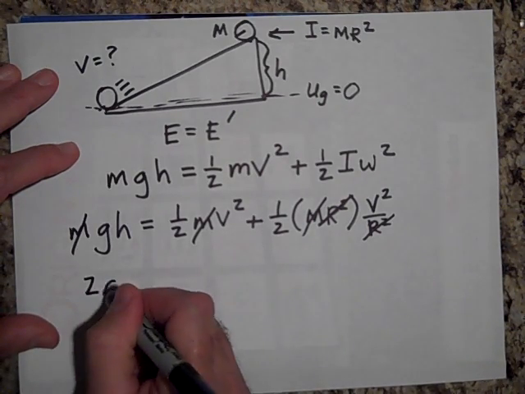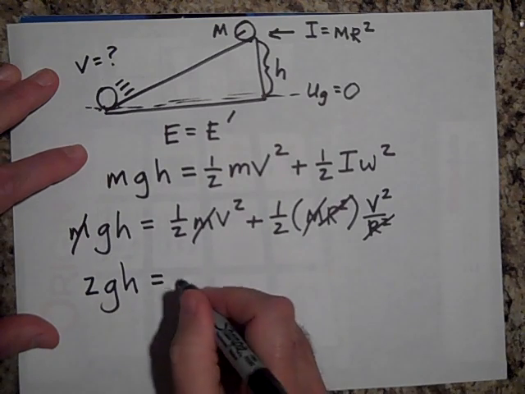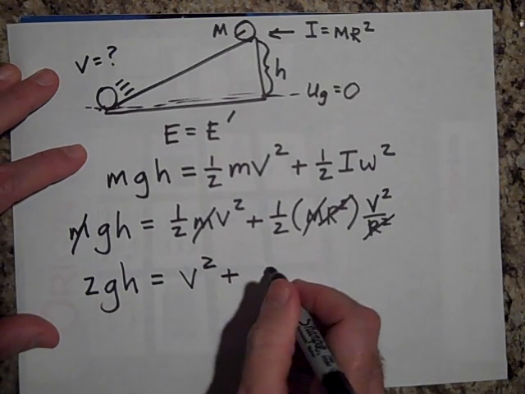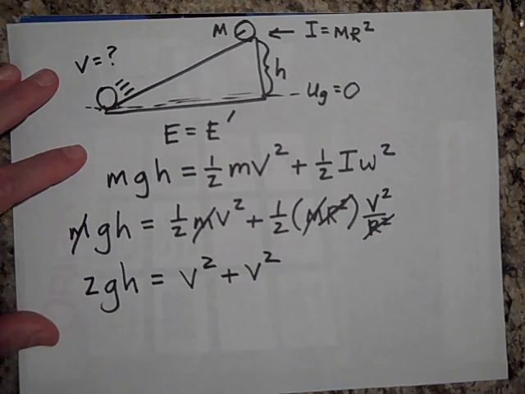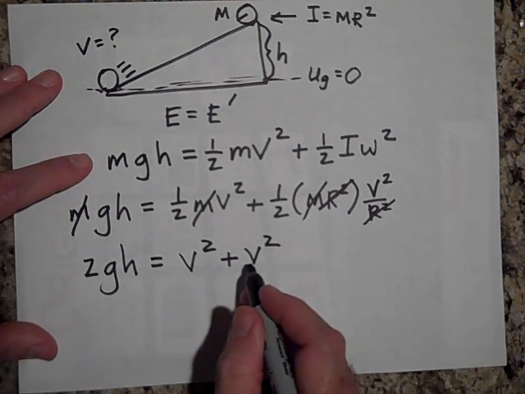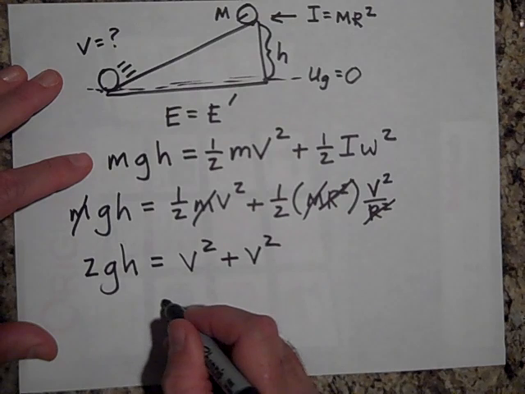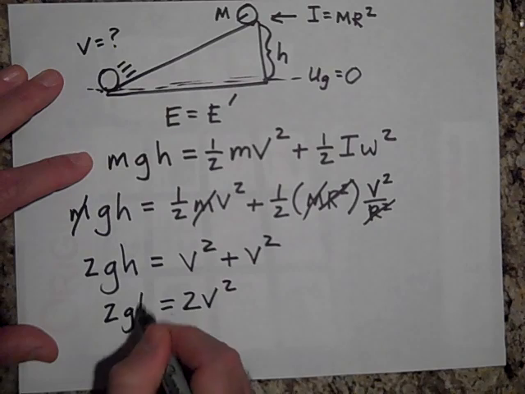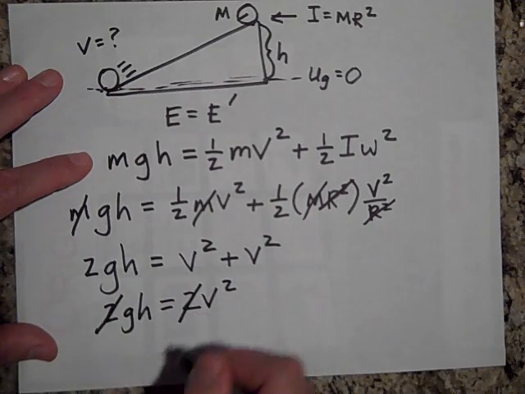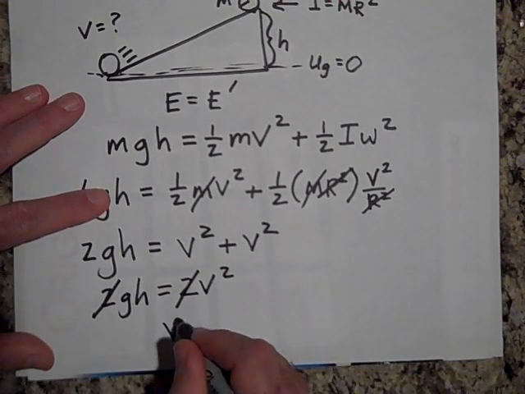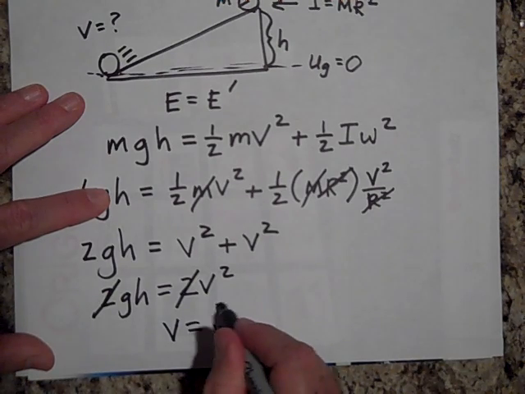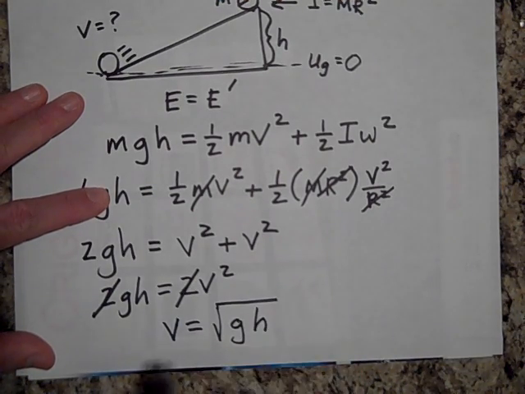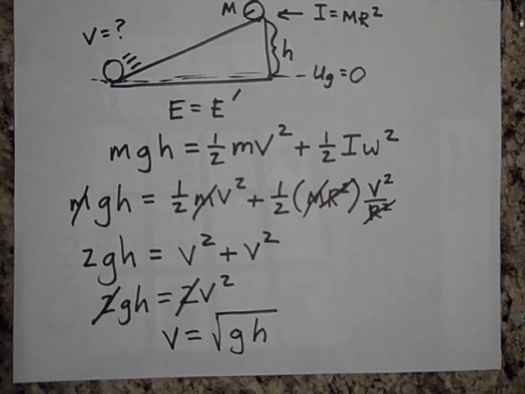So 2gh is equal to v squared plus v squared. Well, that's 2v squared. And so I can say 2v squared is equal to 2gh. And so v at the bottom is equal to the square root of gh. See how that works? That's how you do a conservation of energy problem with rotational motion.